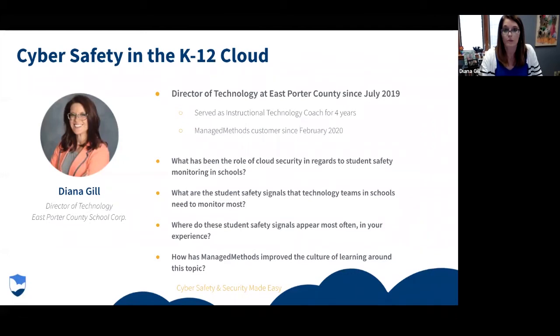And so, in the situation where all the examples I've given you are somewhat negative, it also opens the door to talk about how we are using a lot of different platforms to keep our students and our staff safe.